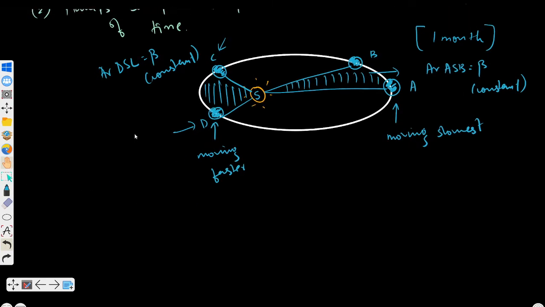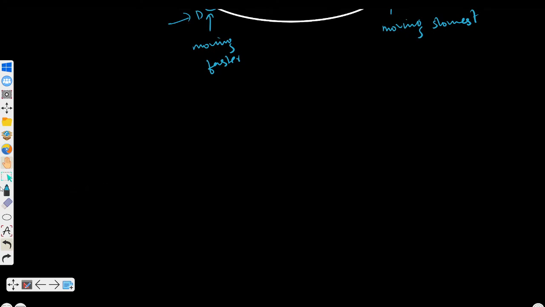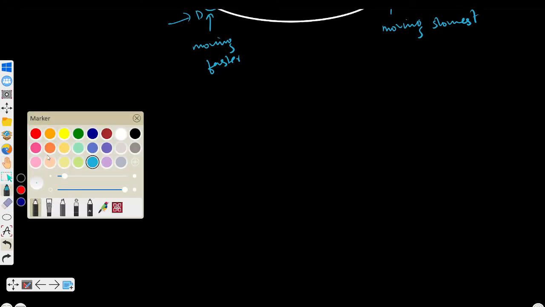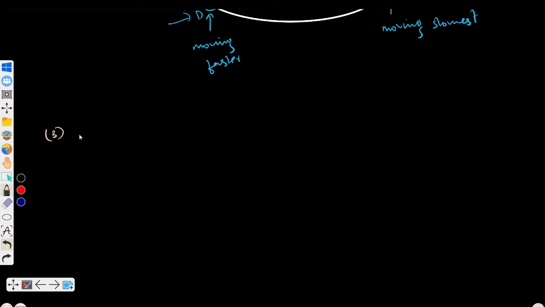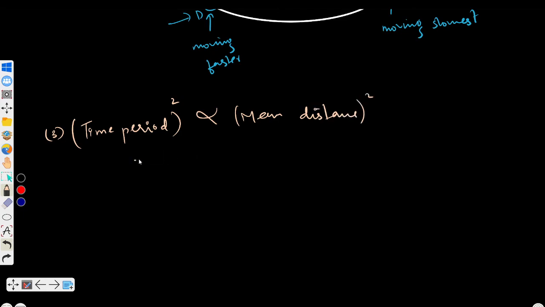Now moving on to the next law that was given by Kepler, which is also known as law of period. According to Kepler, the third law says the square of the time period is directly proportional to the cube of the mean distance. If you represent the law mathematically, it is written as T square is directly proportional to R cube. I'll explain this to you again.